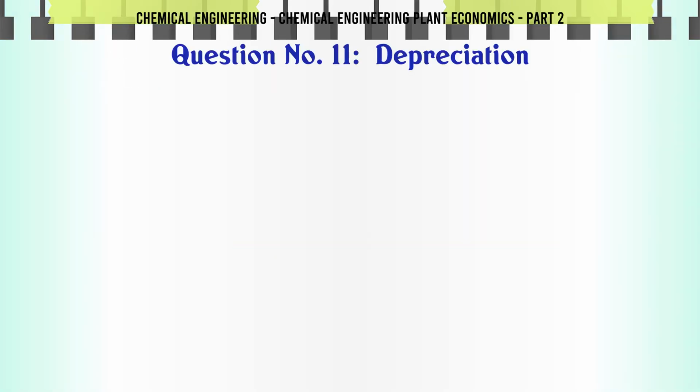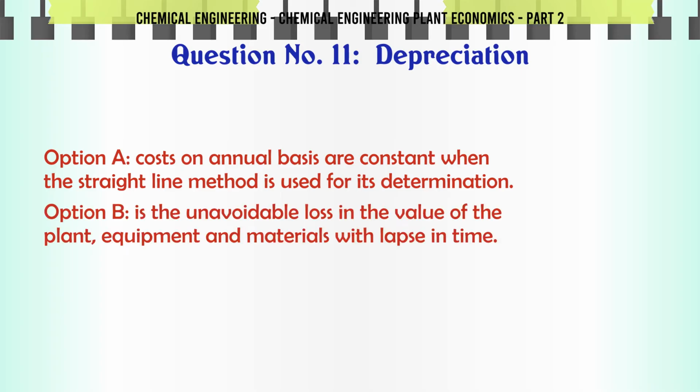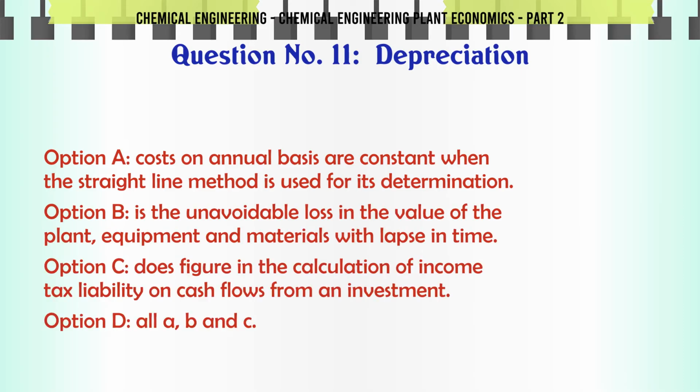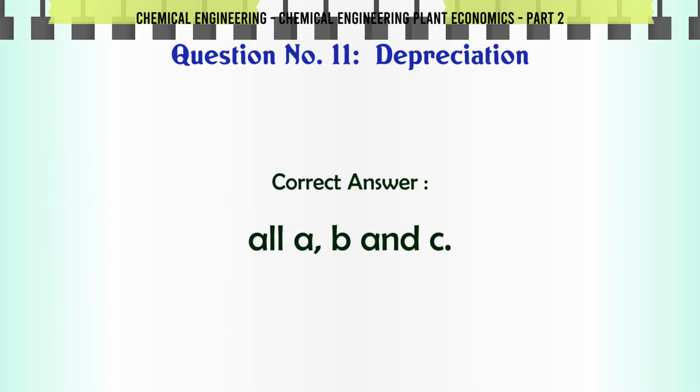Depreciation. A. Costs on annual basis are constant when the straight line method is used for its determination. B. Is the unavoidable loss in the value of the plant equipment and materials with lapse in time. C. Does figure in the calculation of income tax liability on cash flows from an investment. D. All A, B and C. The correct answer is all A, B and C.